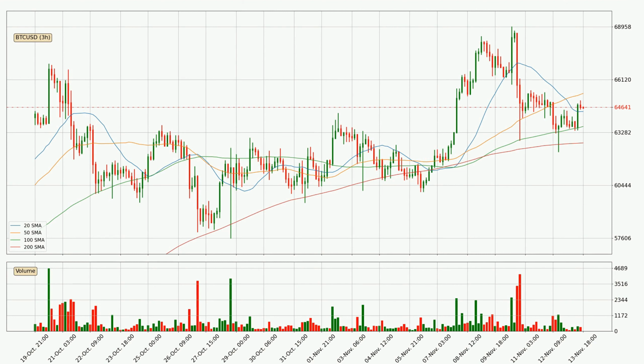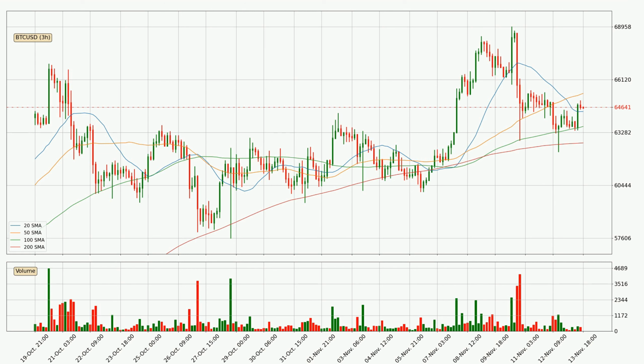If the price bounces off the 20 SMA, which is currently at 64,404, it could be seen as a support, and the 50 SMA that is at 65,379 could be perceived as a resistance to the upside. If there were to be a break either way, it means that there could be a continuous move in that direction.